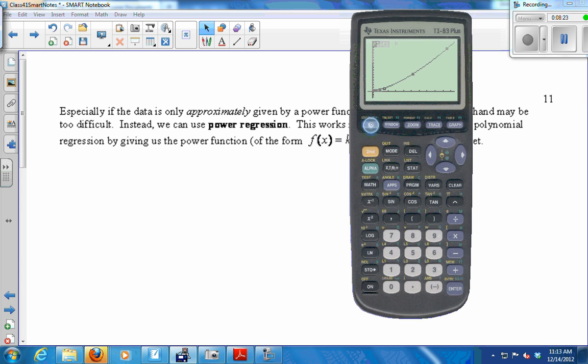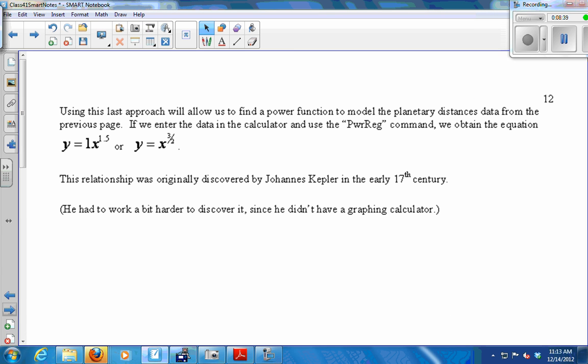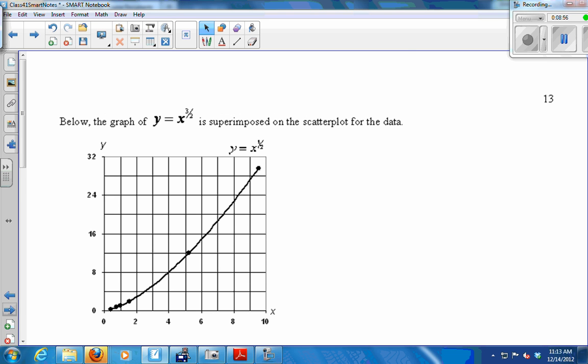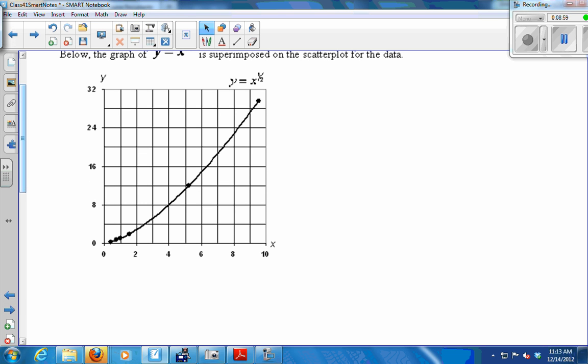And my equation was 1 times x to the 1.5. So 1x to the 1.5, or just x to the 3 halves. And that relationship was originally discovered by Kepler, but he had to work harder to discover that than we did because he didn't have a graphing calculator. So here it is superimposed on the graph, looks pretty good.